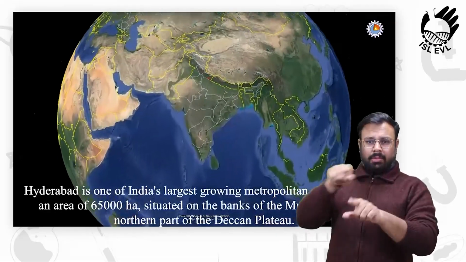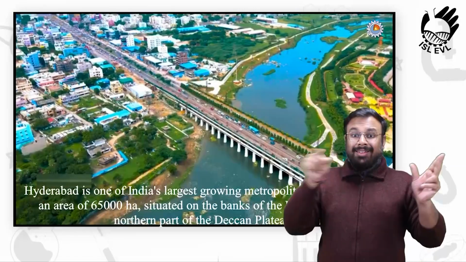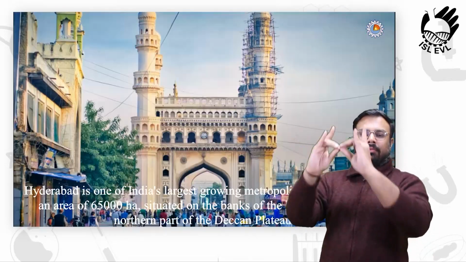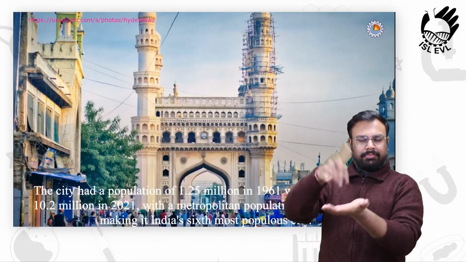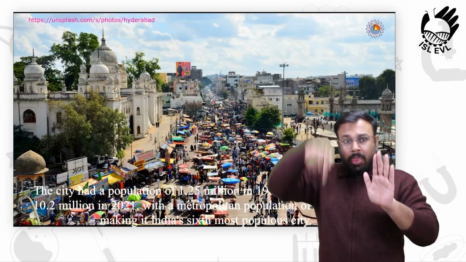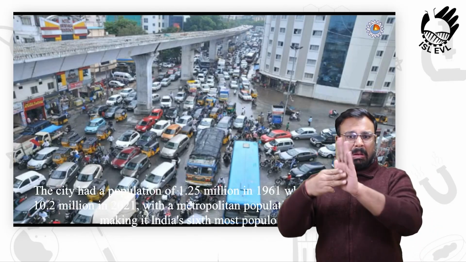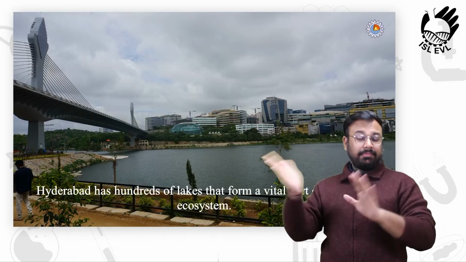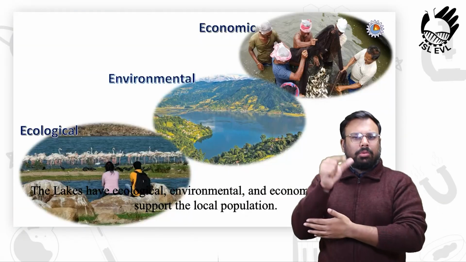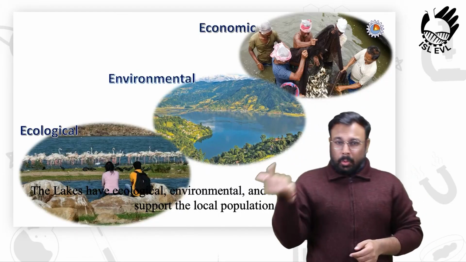Hyderabad is one of India's largest growing metropolitan cities, covering an area of 65,000 hectares, situated on the bank of Musi River in the northern part of the Deccan Plateau. The city had a population of 1.25 million in 1961, which increased to 10.2 million in 2021, with a metropolitan population of 9.84 million, making it India's sixth most populous city. Hyderabad has hundreds of lakes that form a vital part of this urban ecosystem. The lakes have ecological, environmental, and economic functions to support the local population.